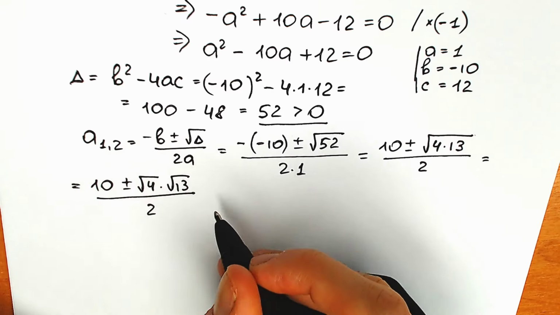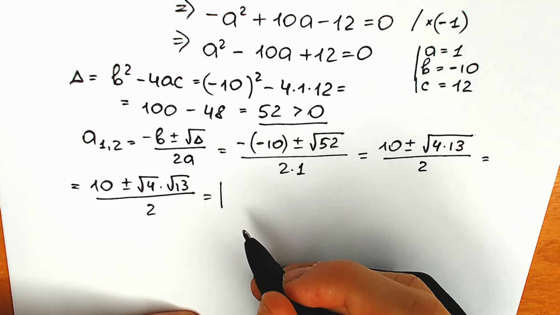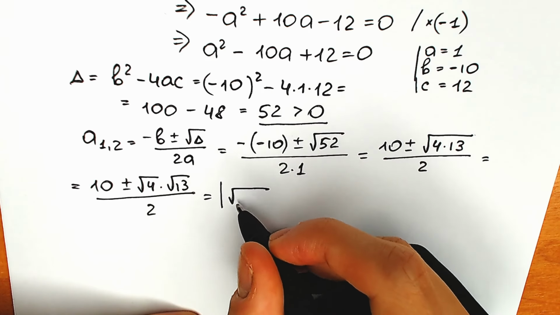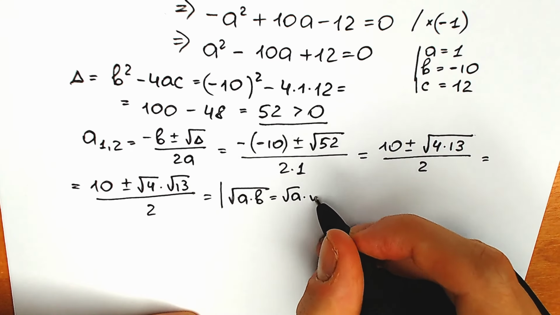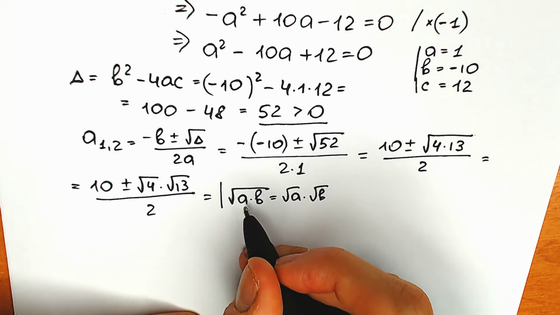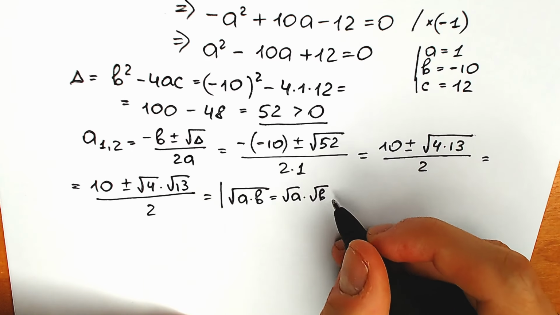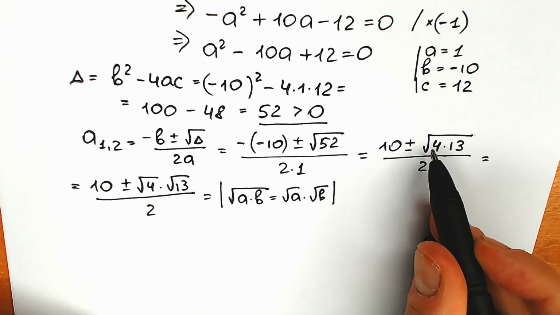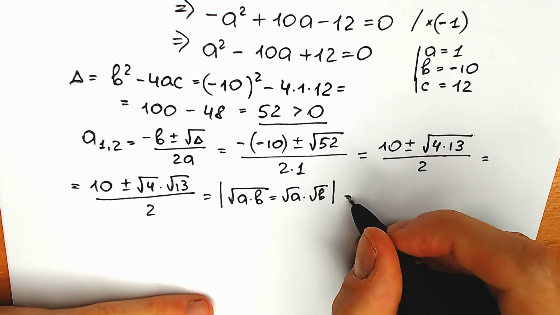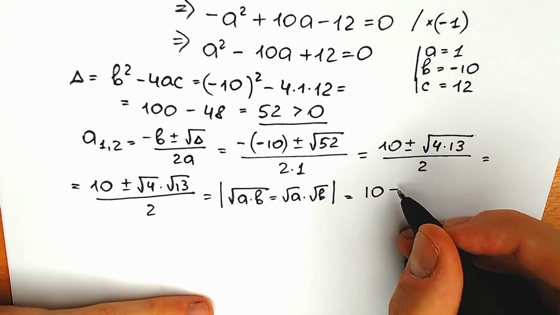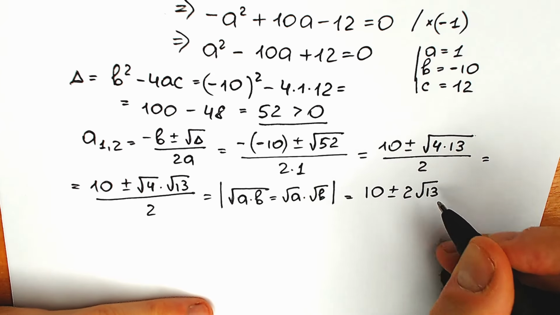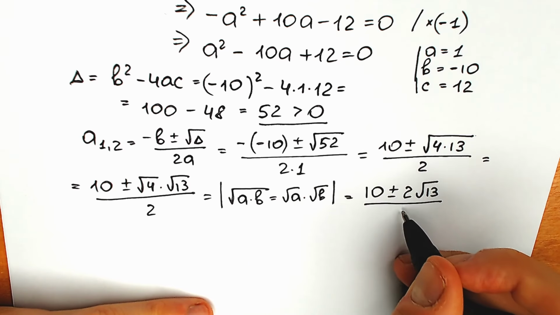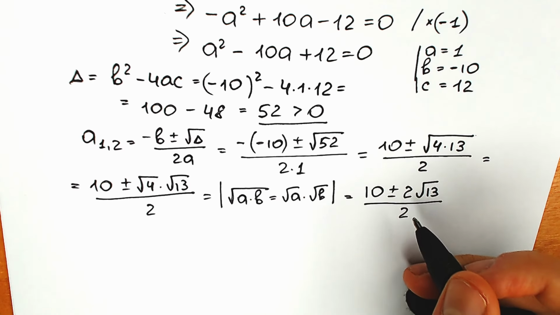You can easily see this property. For example, right here, I'm gonna write it: when you have the square root of a times b, you can write it as the square root of a times the square root of b. You can also have three variables, a, b, and c, but I hope you understand it. In our case, we have only two constants. So right now we have 10 plus minus the square root of 4, which equals 2, times the square root of 13, and all over 2. Really great. So I hope you understand this step.